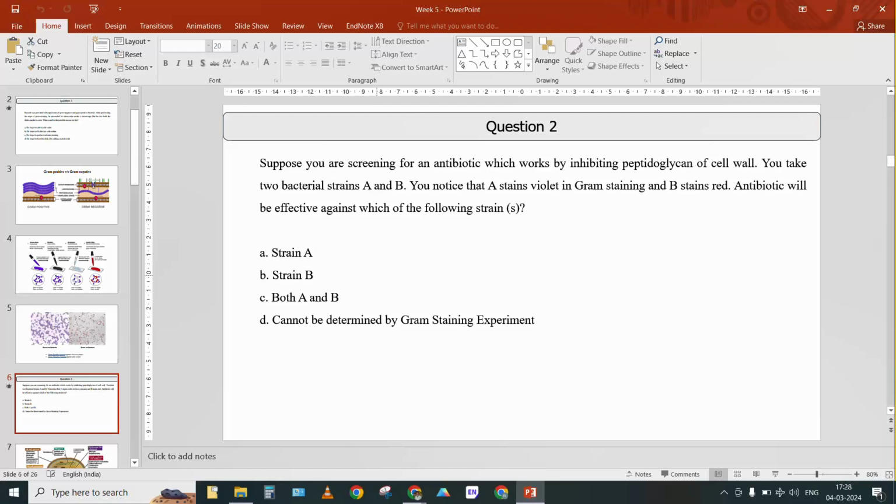Given that the antibiotic works by inhibiting peptidoglycan in the cell wall, it implies that the antibiotic specifically targets and affects bacteria with a peptidoglycan layer. Gram-positive bacteria like strain A have a thick peptidoglycan layer, which makes them susceptible to the antibiotic. Therefore, the antibiotic will be effective against bacterial strain A, the Gram-positive strain that stains violet in the Gram staining process. I'll show you the figure as well.